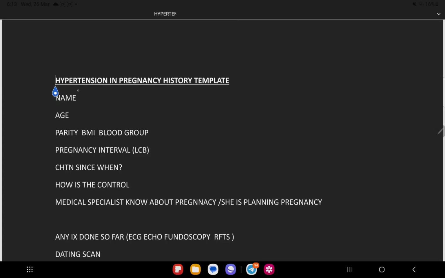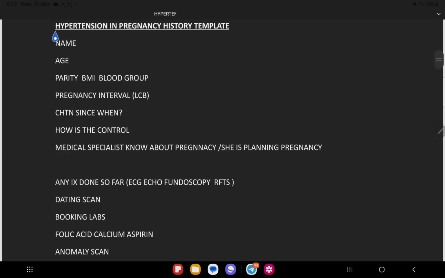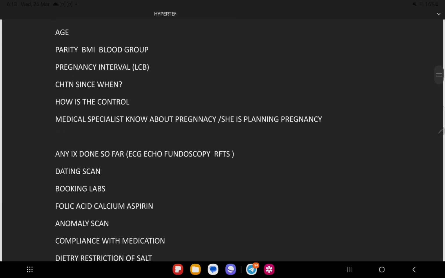So first of all, you have to confirm the name and age of your patient. The parity is very important. BMI for the hypertension patient is very important. And blood group, you have to ask about the blood group in every patient who is antenatal, right? The pregnancy interval, you can ask about the last child born. Then you will ask since when she is having this hypertension.